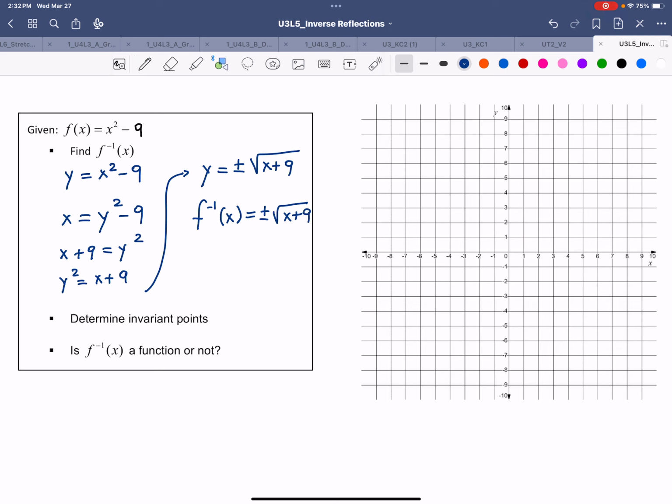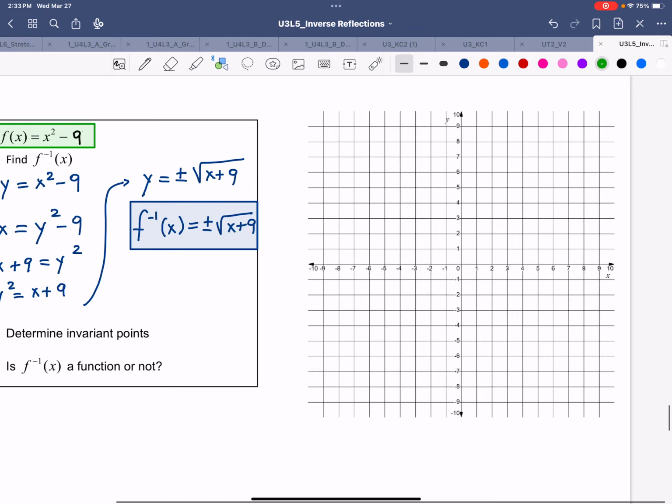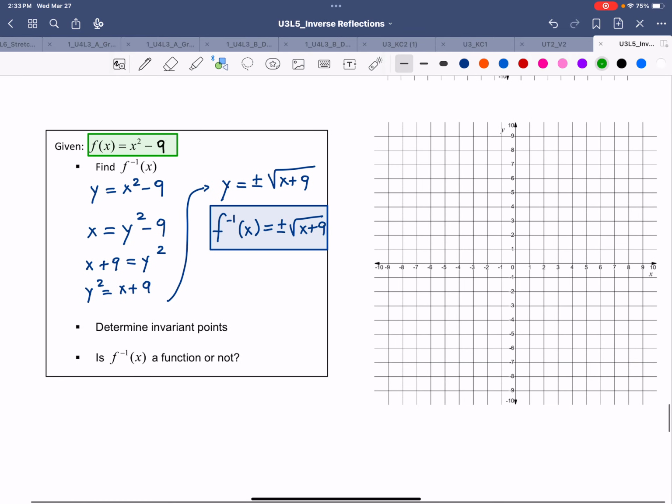So once we find the equation of the inverse function, we're going to graph both of them, so the inverse and the function itself on the same grid. So I'm going to make the given function green and the inverted function blue. As you can see in here, we have x squared minus 9, which is basically the parent parabola, shifted 9 units down. So that means the vertex has come all the way down here.